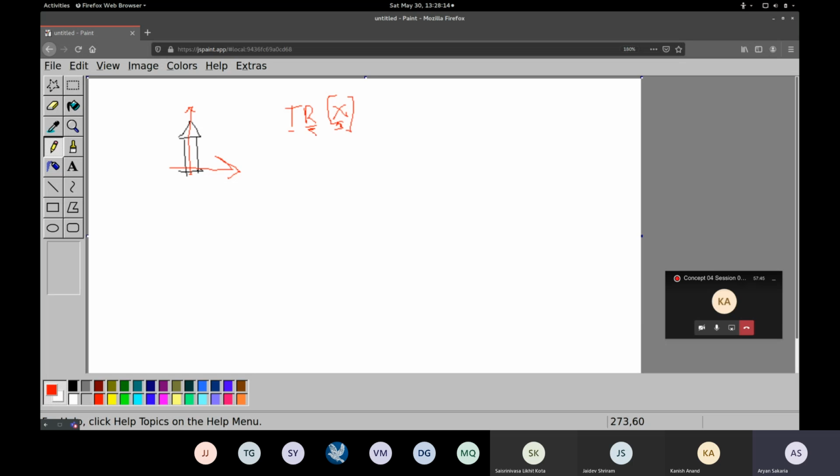So when I multiply by R first, R and X, let's say I get some T of X dash. Okay, it's not a J, it's a T. And this X dash is nothing but, let's see, I have my coordinate frame, and it's just a bit rotated about the origin. Does this make sense?